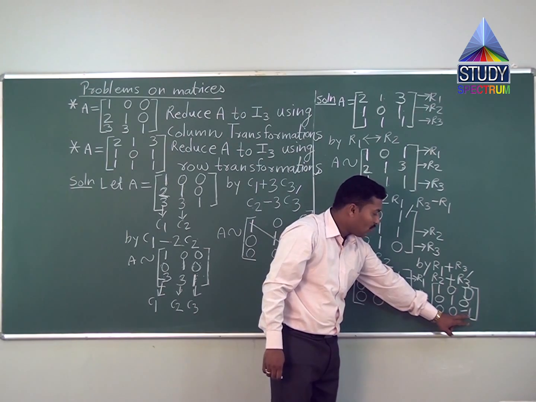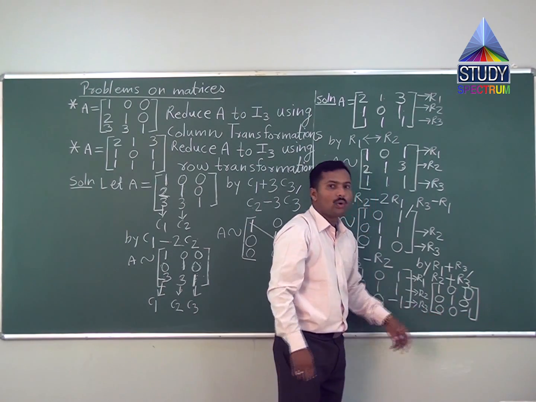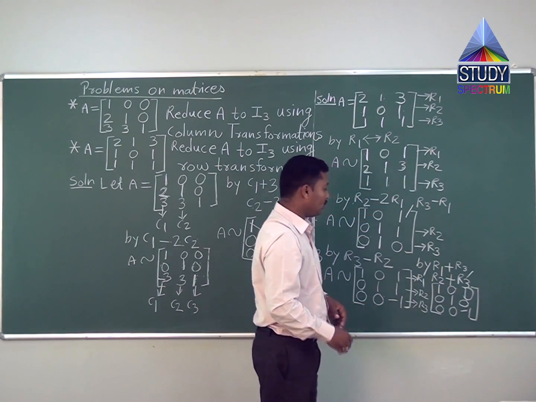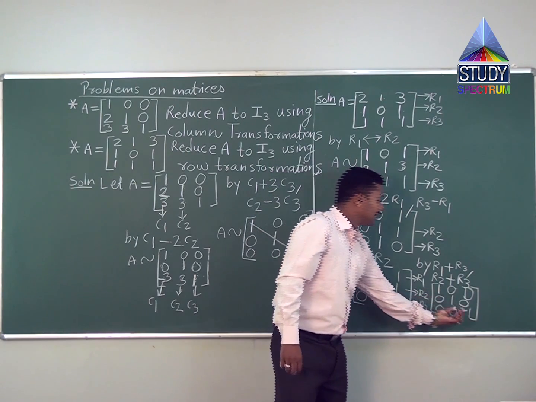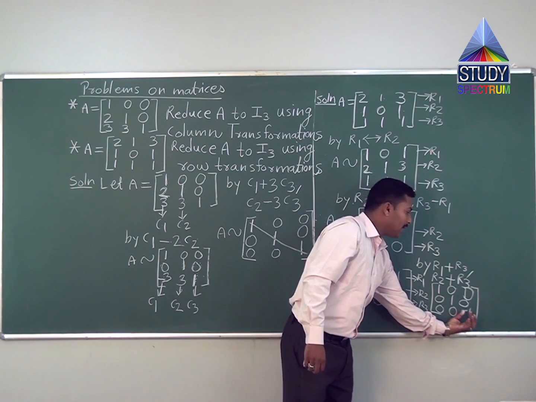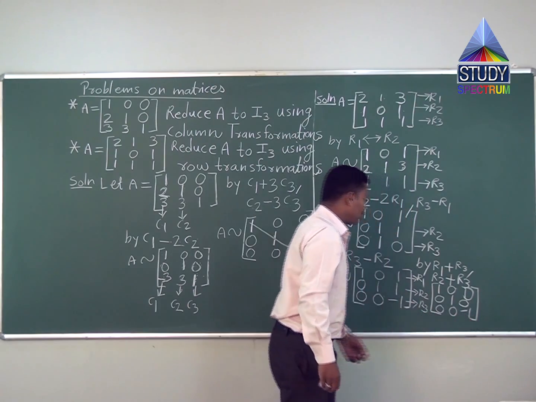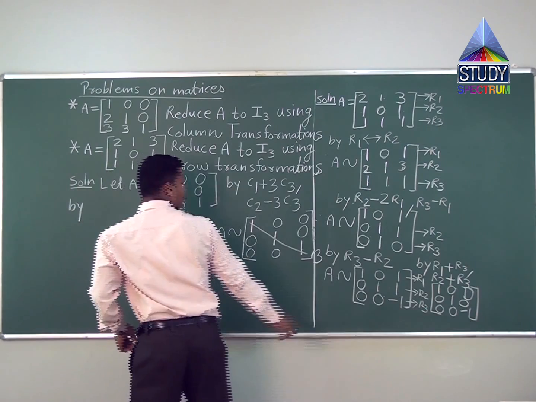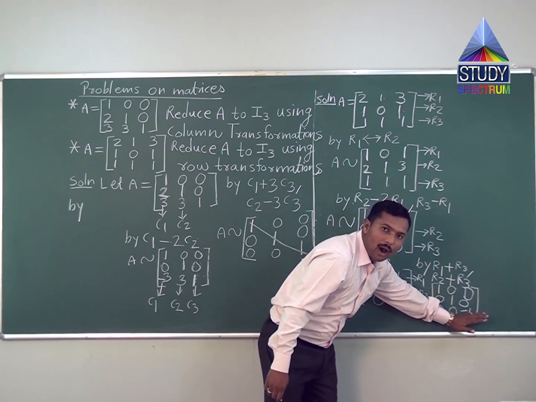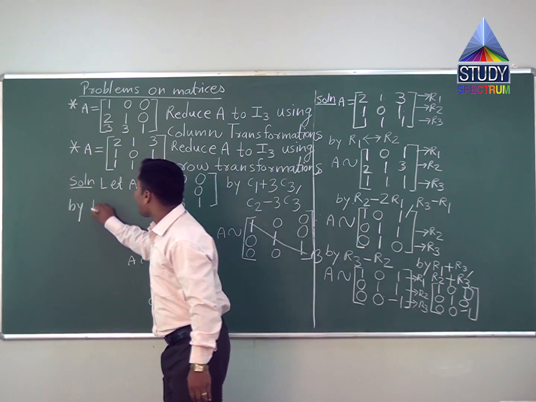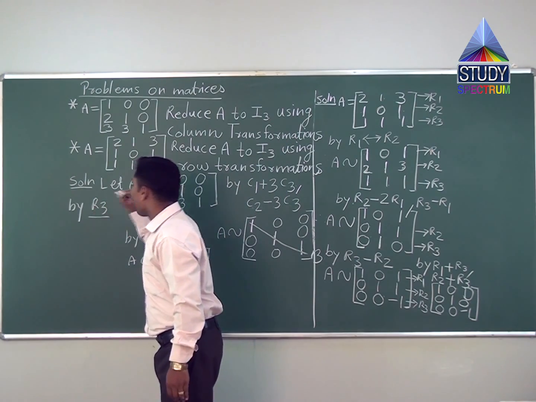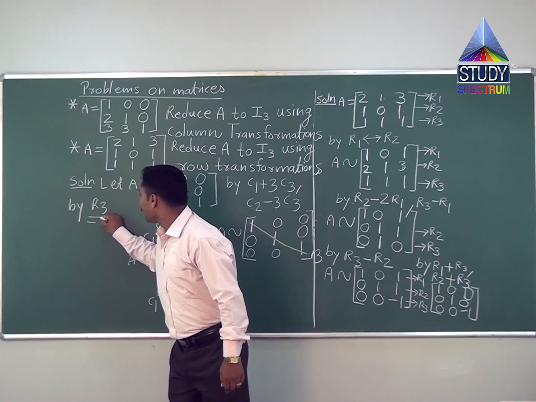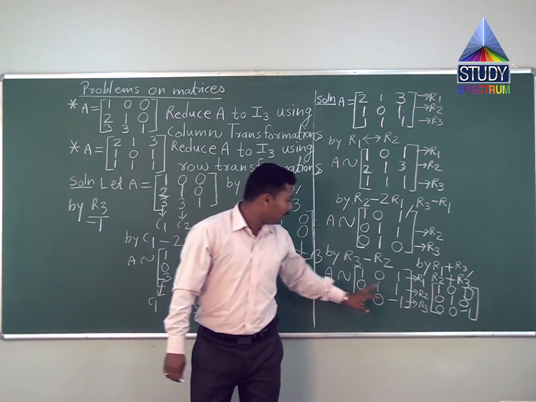We want this number as a 1, but here it is a minus 1. So how do we make this minus 1 a 1? Dividing this number by itself, we get the 1. So what happens here is that we take the third row, R3 upon minus 1. What do we get?